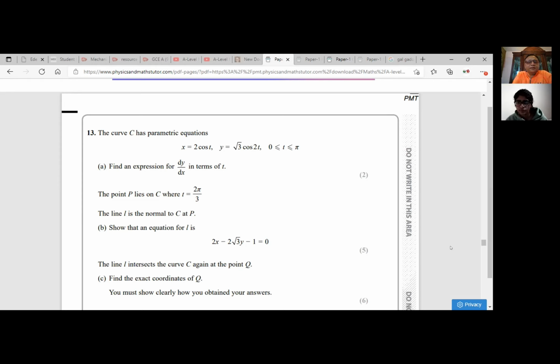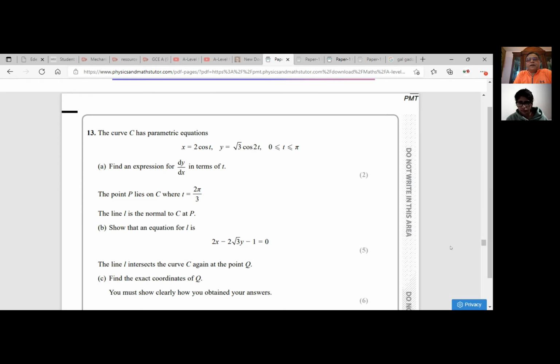Correct. And then the point P lies on the curve C, where t is 2 pi by 3. The line L is normal to C at P. Show that the equation for the line L is given in this particular form. Correct. Now, find the expression for dy/dx in terms of t.